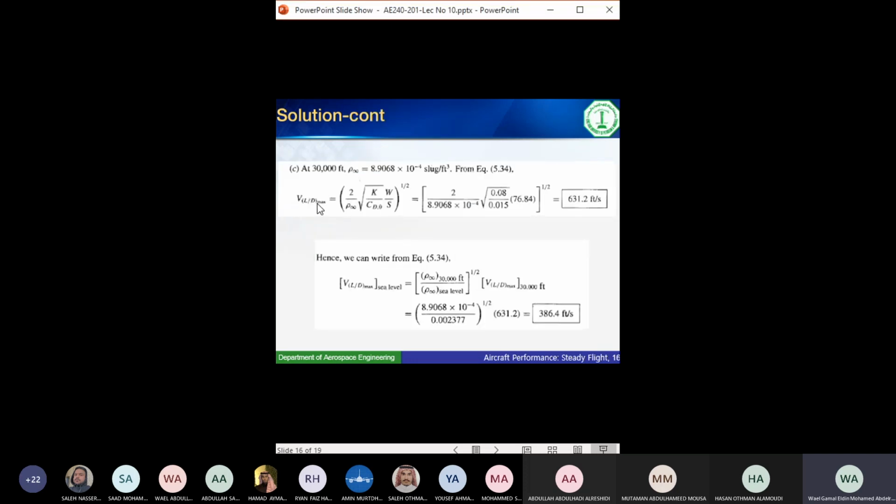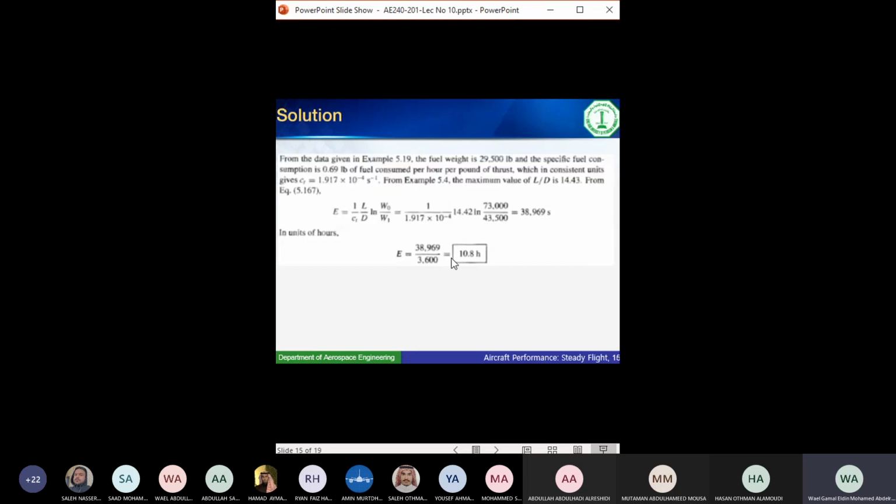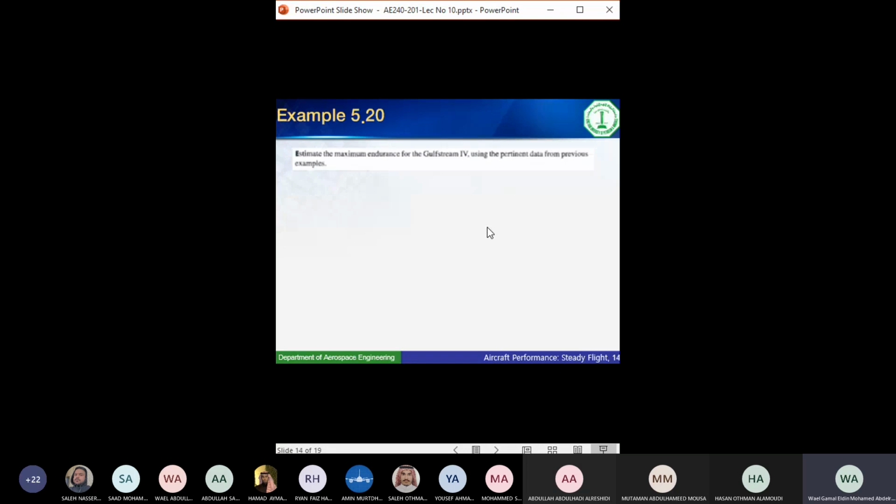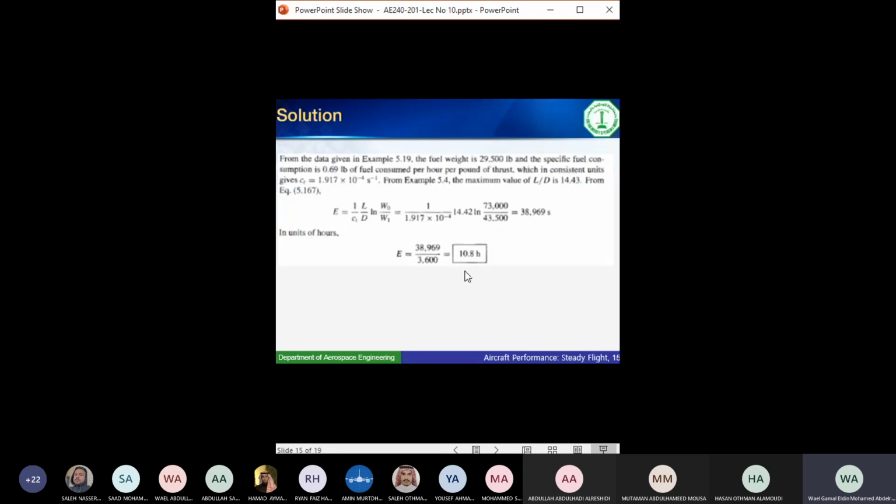Here is the speed for L over D maximum. That's the speed. And we calculated it in a previous example, just last lecture, when we were talking about climb and glide and so on. So the speed is 631. So if you go 631, the airplane will be flying for 10.8 hours, but it will not go for 4,680 miles. It will be a shorter range. But if you fly the aircraft at 566, you will fly for 4,680 miles, but this will take less time than 10.8. Does that make sense?